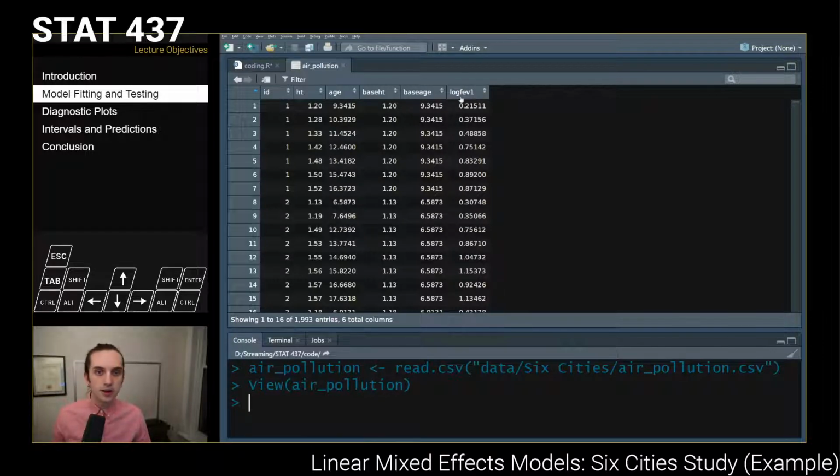And then we have this log FEV1, and that's going to be a measure of the respiratory health or the lung health of an individual. And so the idea is that we want to model this as the outcome, and we want to see how it's related to the height and the age, as well as the baseline height and the baseline age for any given individual.